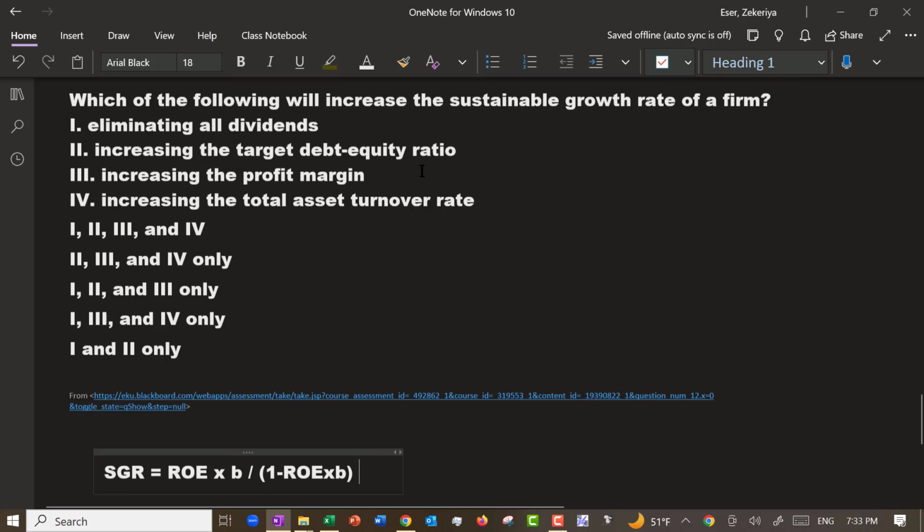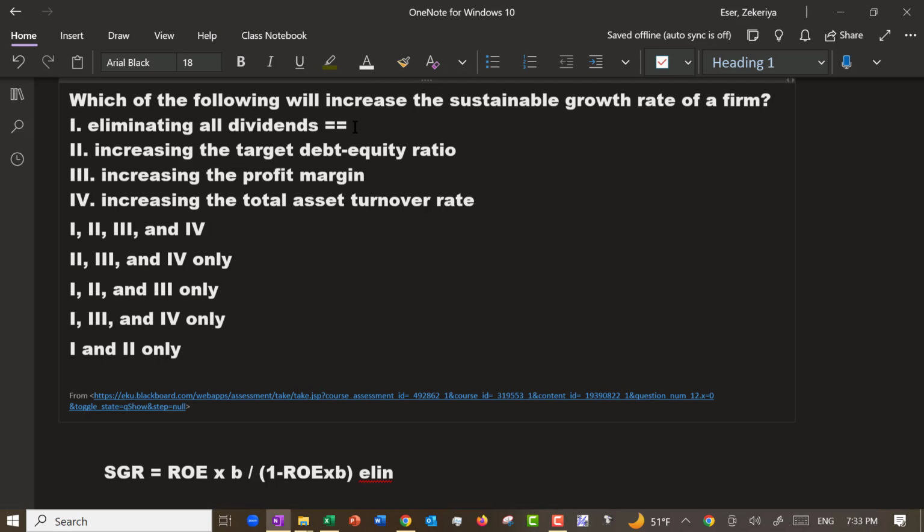So this implies faster growth because of higher retention.